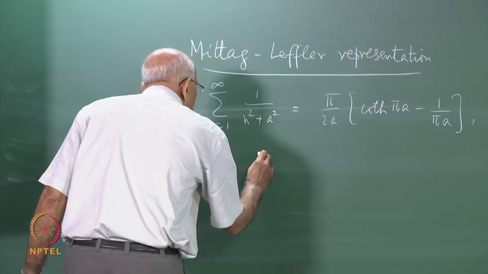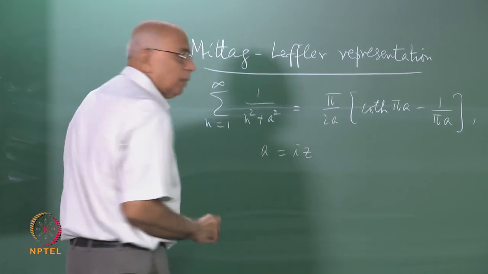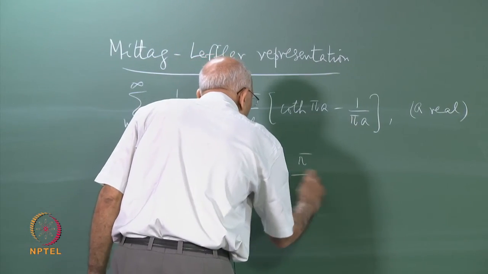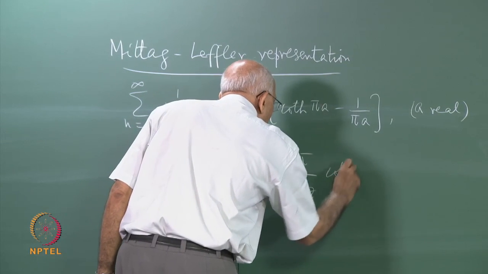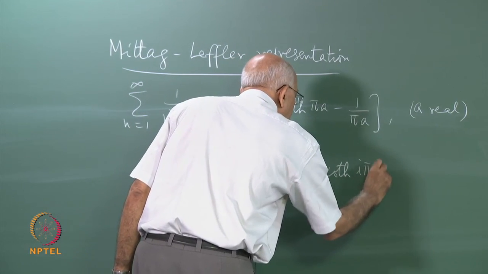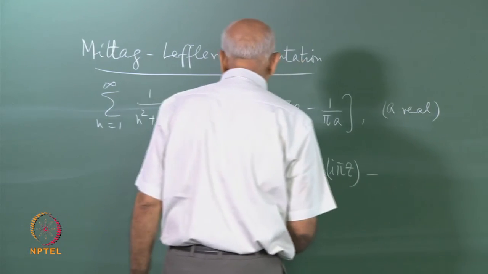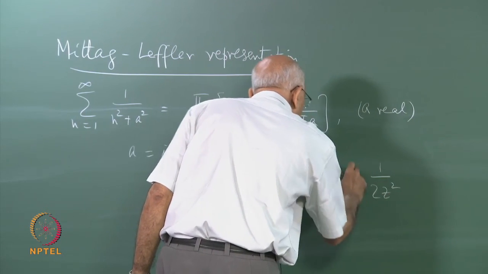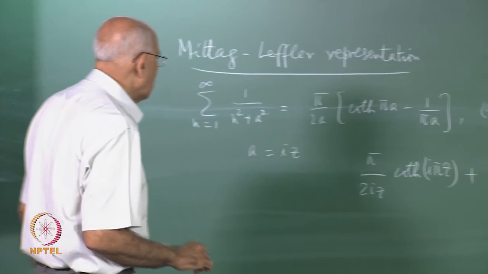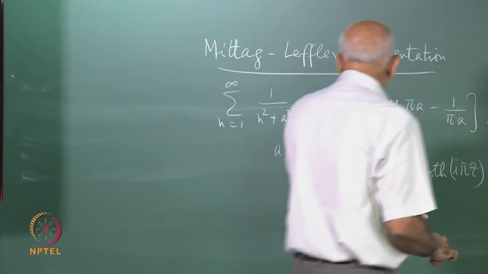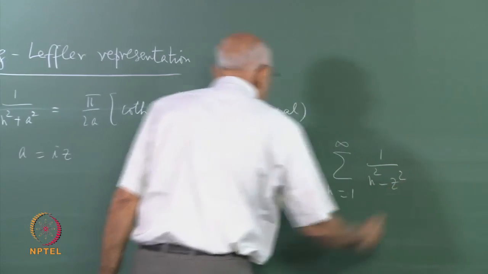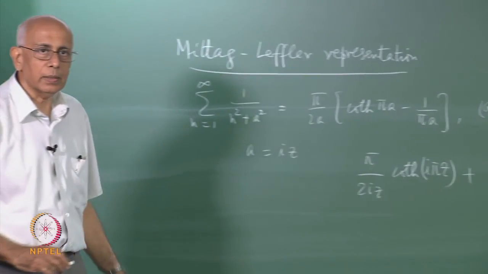Let me set a equal to i times some complex variable z, say. Then this immediately becomes pi over 2 i z times coth(i pi z) minus, well, the pi cancels, so 1 over 2 a squared, which is 1 over 2 z squared, but then because there is an i there, i squared is minus 1, so that goes away. This quantity must be equal to the summation n equal to 1 to infinity of 1 over n squared minus z squared, because a squared is minus z squared here.